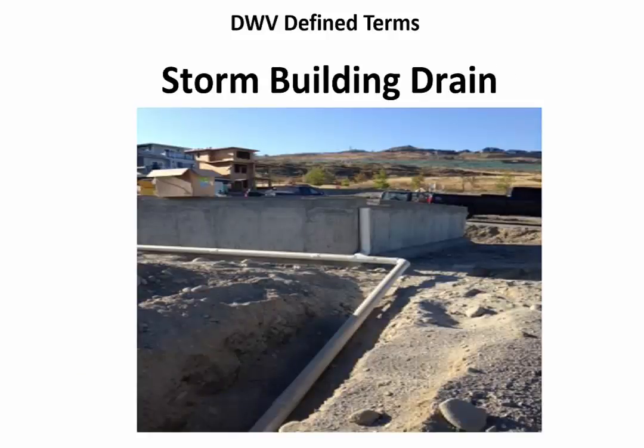Storm building drains conduct storm water from a leader to a storm building sewer. They are minimum 3 inch and sized in accordance with Table 24.10.9.